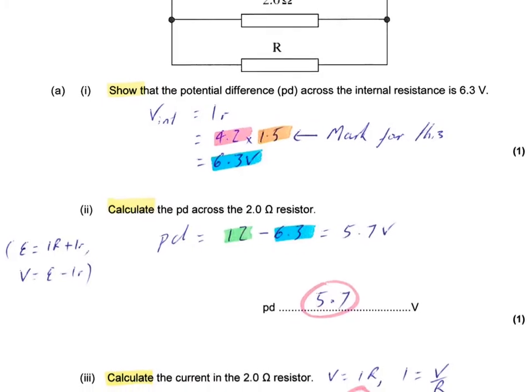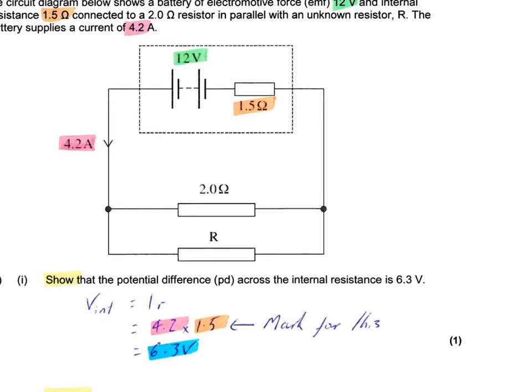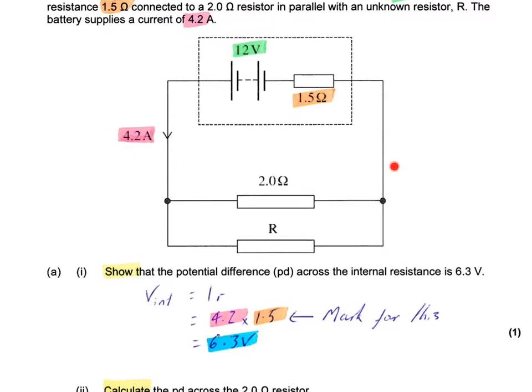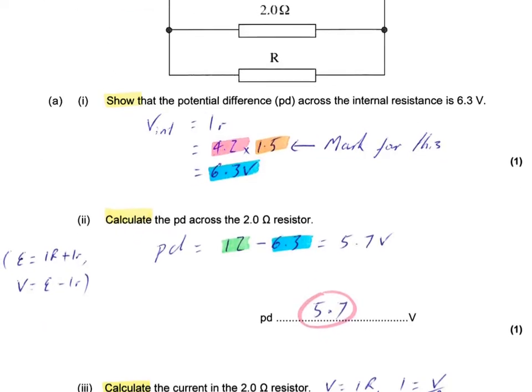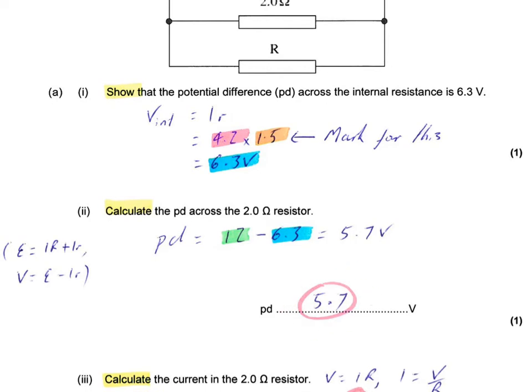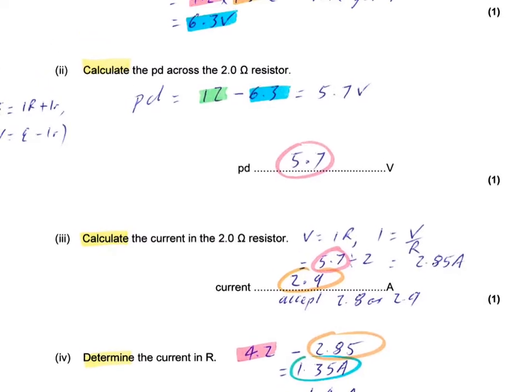We're asked to calculate the PD across the 2 ohm resistor. Well, the PD across here is going to be the same as across the 2 ohm resistor. It's going to be the same as across R, which is going to be the same as across the terminal PDs, which is the EMF take away the PD across the internal resistance that we've just been told is 6.3. So it's 12 minus 6.3 is 5.7 volts. Single mark there. Got to calculate the current in it.